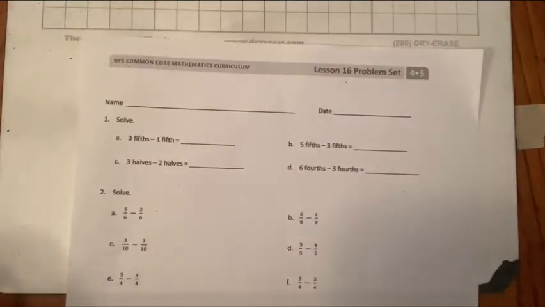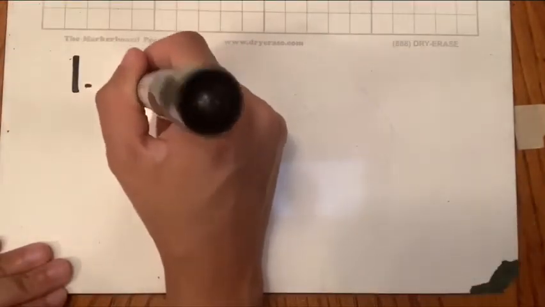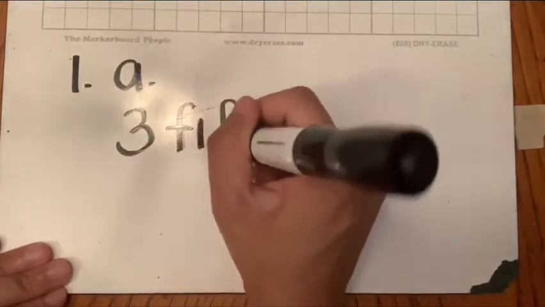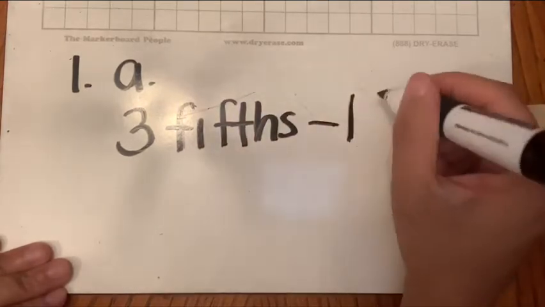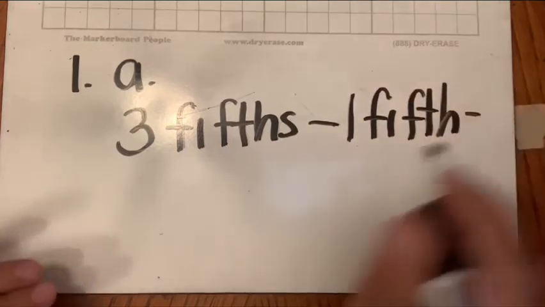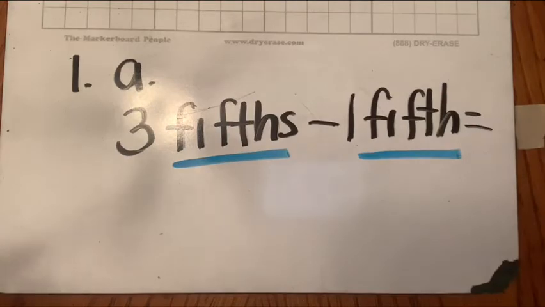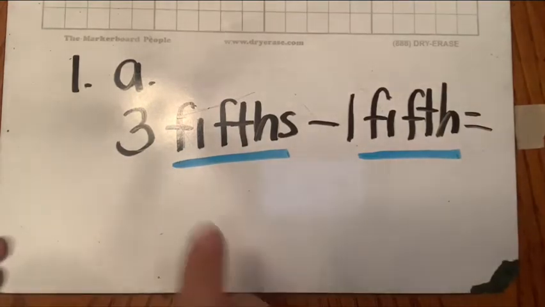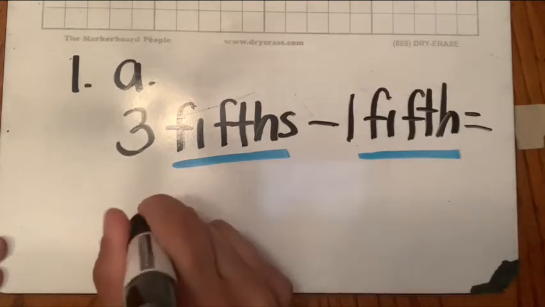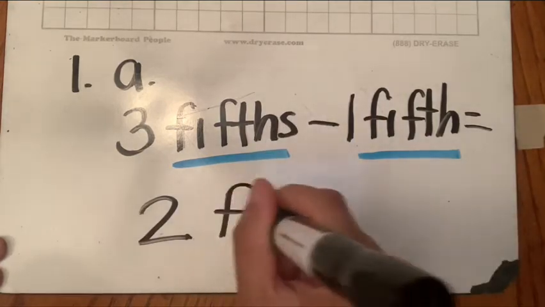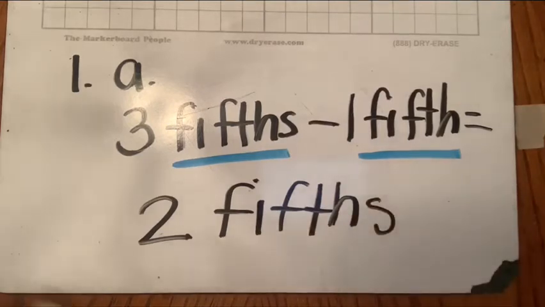So for problem set 16, the first thing I see is it says solve. For number 1A, it says 3/5 minus 1/5. Okay, I'm gonna go ahead and write it here to make it easier for us to work with. So it says 3/5 minus 1/5. Well, I'm going to pay close attention, and it looks like I'm working with fifths, right? So 3 minus 1 I know is 2. 2 what? 2/5. Agree or disagree? Go ahead and do the rest on your own for number 1.